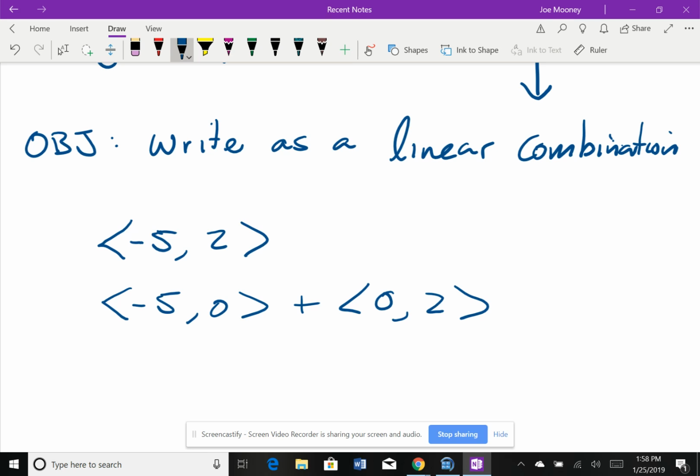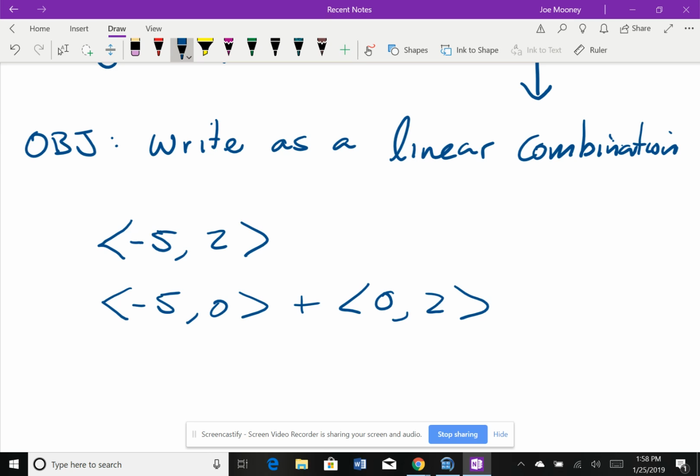So look at what happens if I add these two vectors together. It will give me this. Just check with me, right? So I'm going to add the x components, -5 and 0. How much does that give me? -5. Add 0 and 2 gives me that. So it's just a way of breaking it up.